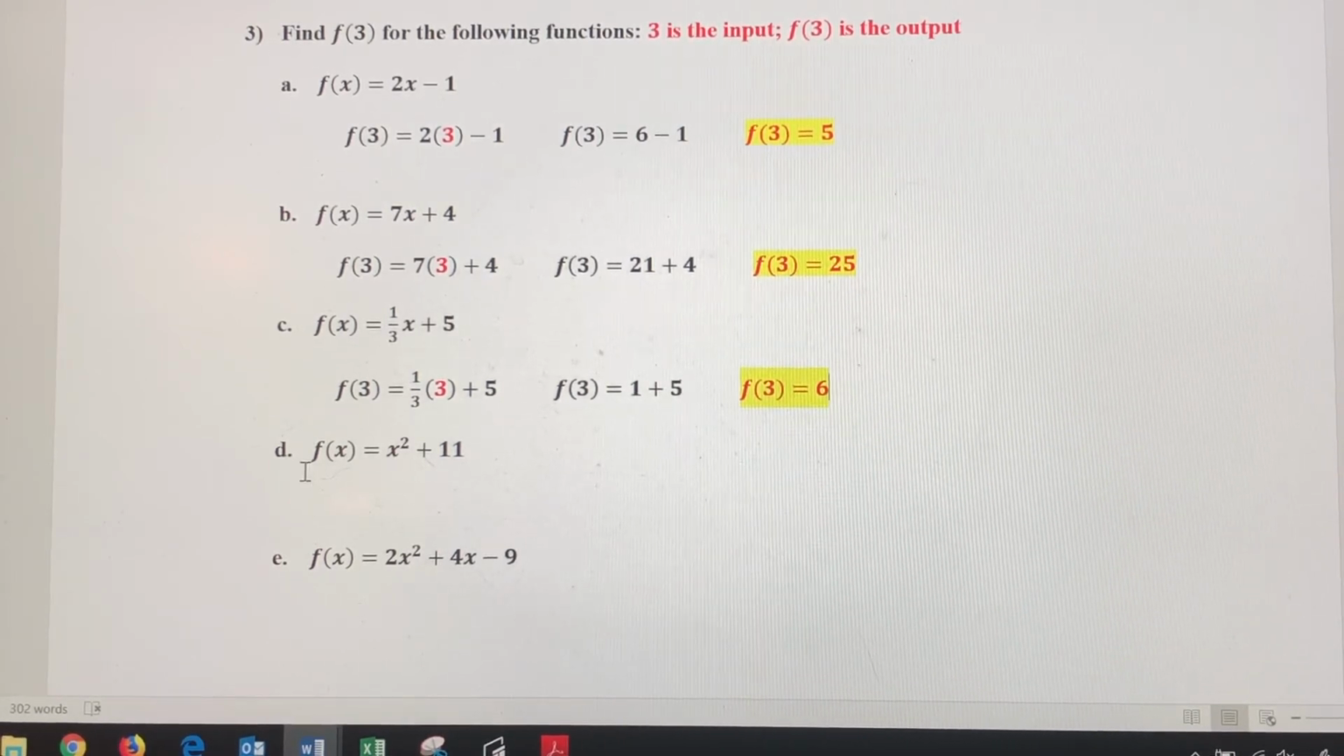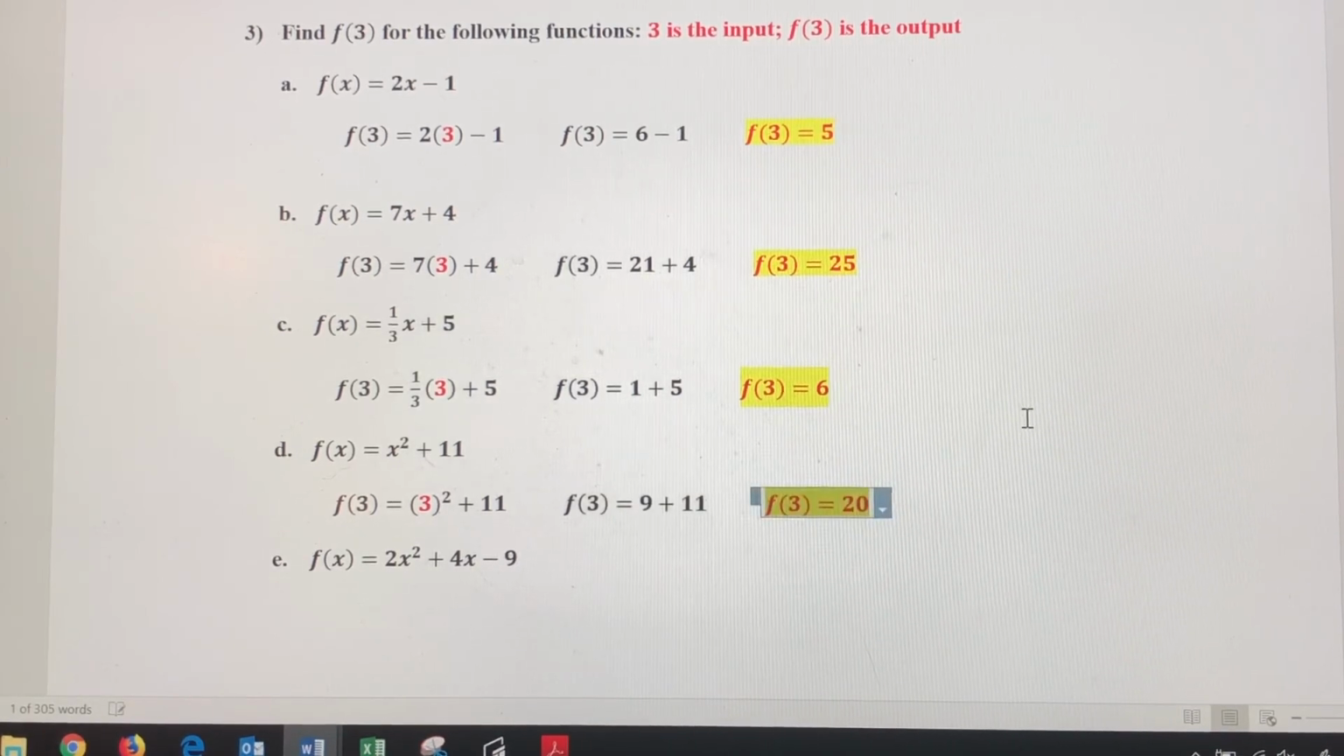Okay. D here, this is what we call a quadratic function because we've got an exponent of 2 here. That's the largest exponent. So we want to evaluate that function for f of 3. We're going to replace x with 3. Order of operations, we have to square the 3 first. That gives us 9 plus 11, which combines to be 20. Okay. So in this quadratic function, if we input 3, our output is positive 20.